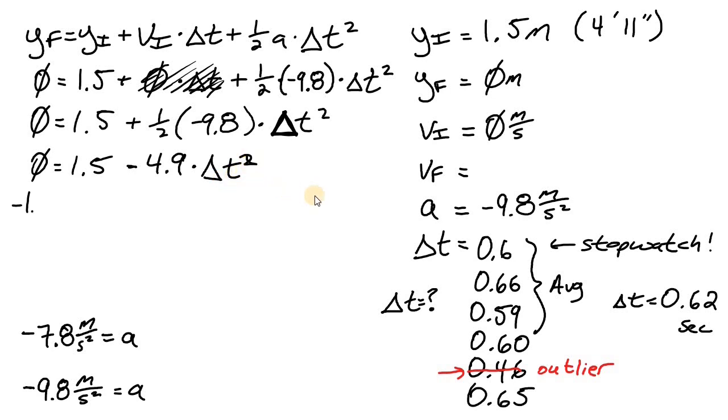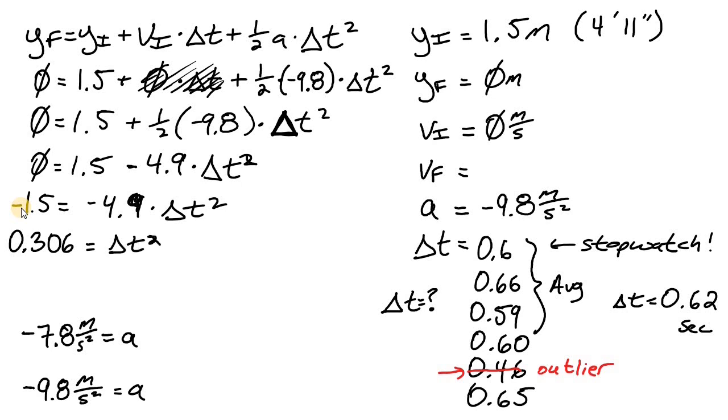Let's subtract 1.5 on each side of the equation, leaving us with this. Okay, and now we have a multiplication of negative 4.9. So let's divide negative 4.9 on both sides of the equation. We'll have a negative 1.5 divided by a negative 4.9, so that will result in a positive answer. And we have 0.306 is equal to our delta t squared.